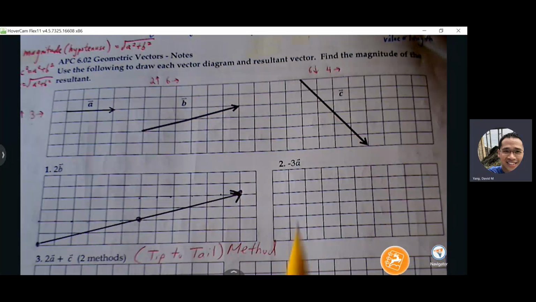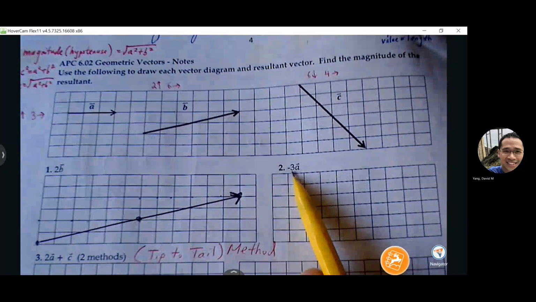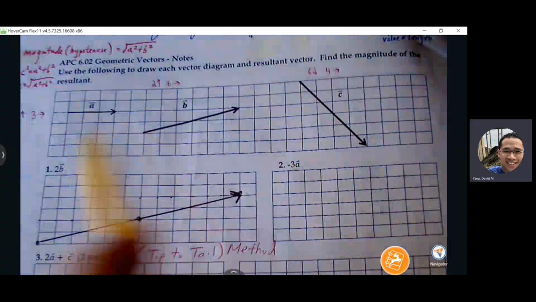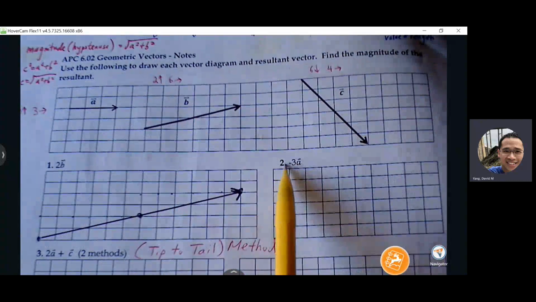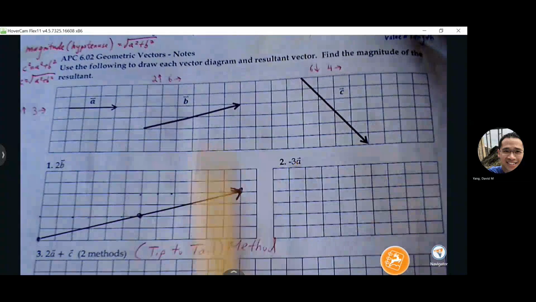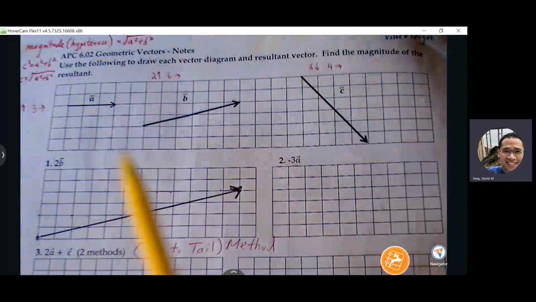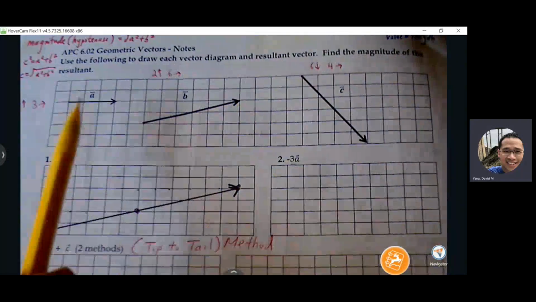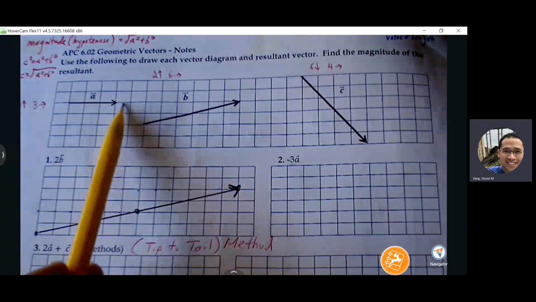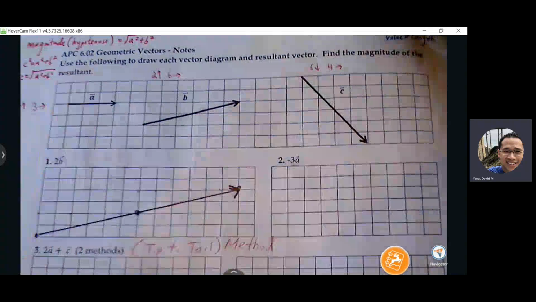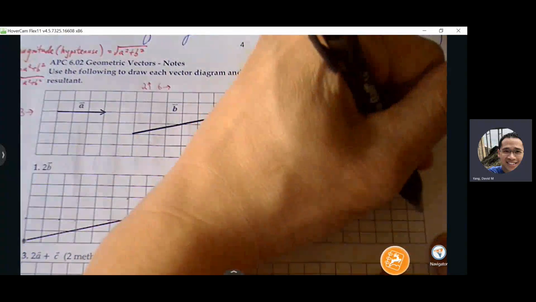All right, so for number 2, we're going to do 3a, which means we're going to make A 3 times as long, but what is this negative going to do? Yeah, exactly. If you ever see a negative, you're still going to follow along that line, just going the opposite direction. In this case, A is moving purely to the right, so we'll swap direction and go to the left. I'm going to start at the furthest right that I can, so I give myself plenty of room.